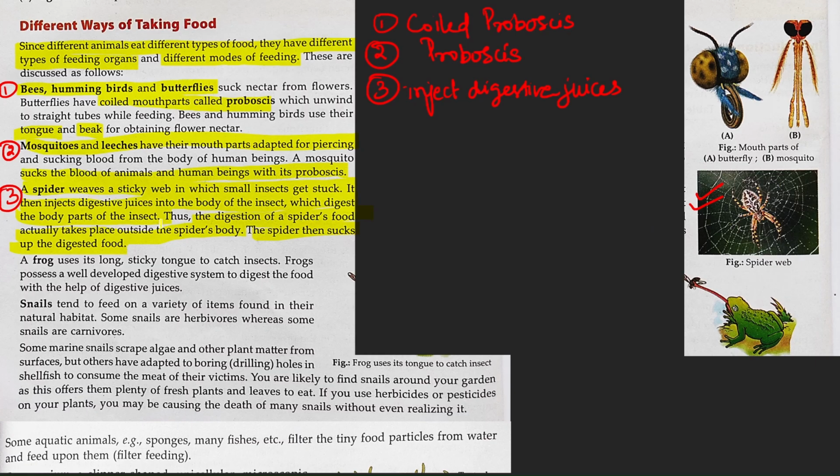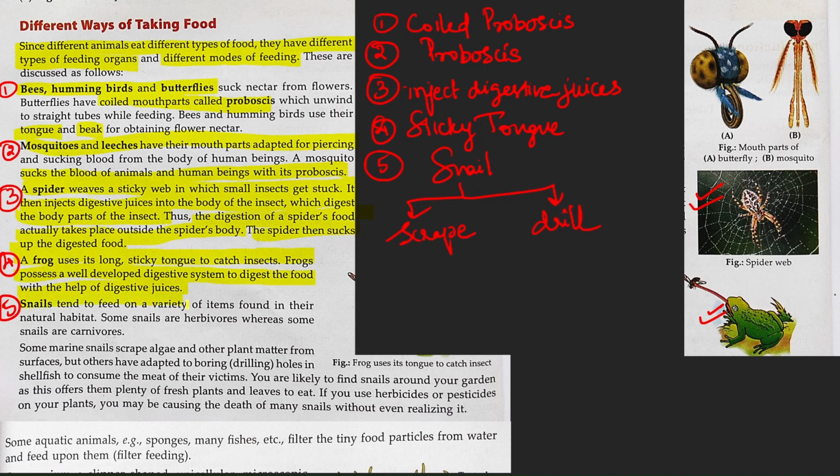Okay, next, fourth, is the frog. A frog uses its long sticky tongue to catch insects. A frog possesses a well-developed digestive system to digest the food with the help of digestive juices, just like us. So, sticky tongue. Next, snail.